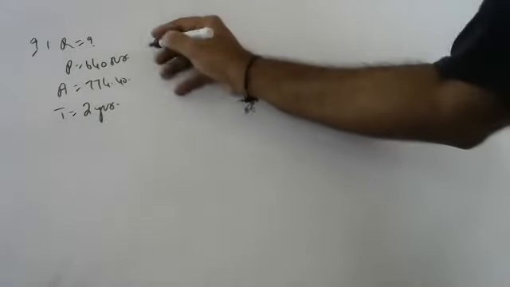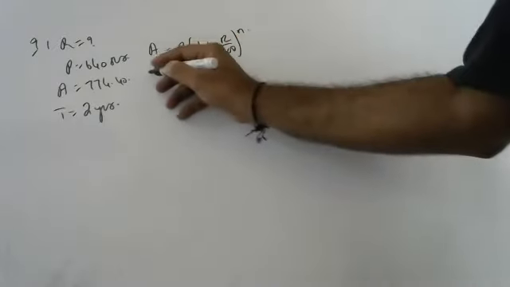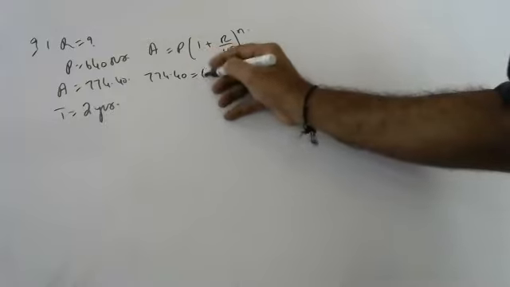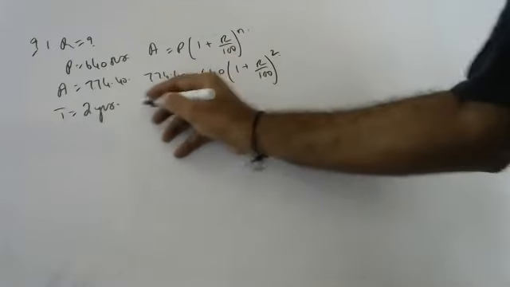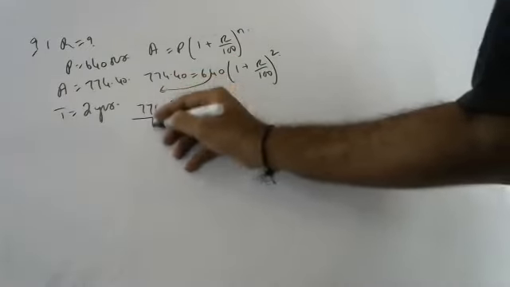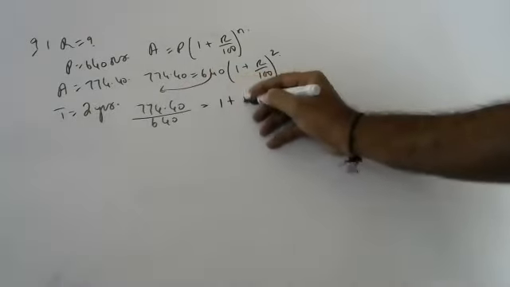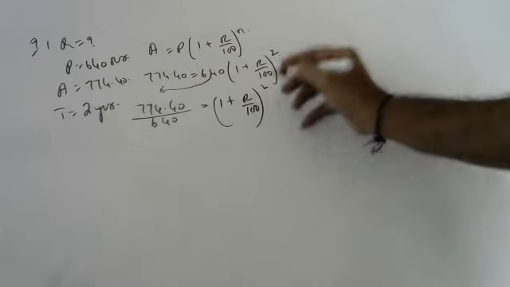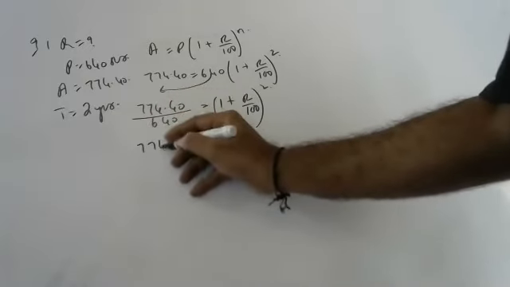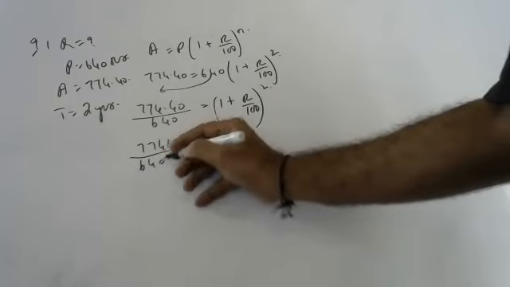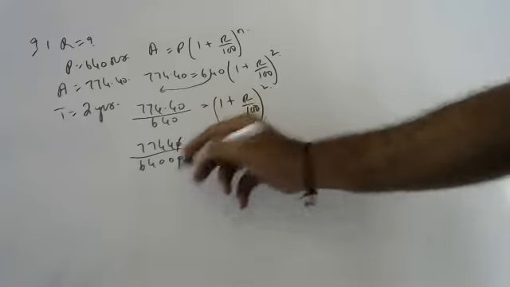Okay, sir. Amount is equal to principal into 1 plus R by 100 to the power t. So 774.40 is equal to 640 into 1 plus R by 100 to the power 2. 640 will come down. 774.40 divided by 640 is equal to 1 plus R by 100 whole square. If you remove this decimal point, 77440 by 64000 is equal to 1 plus R by 100 whole square.